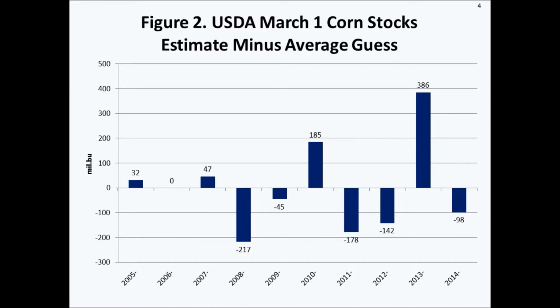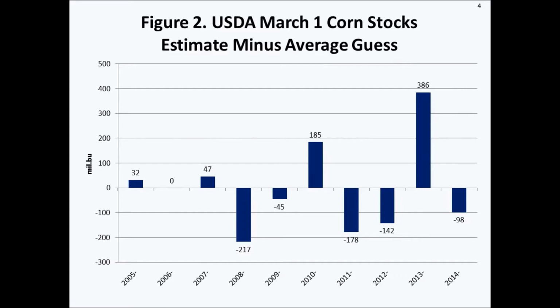Again, Figure 2 puts that in context of previous March stocks reports, where you can see that in recent years we have seen some fairly large surprises, with the largest one being last year when the difference was almost 400 million bushels between a USDA estimate and what the market was looking for. So the difference of 98 million bushels this year is fairly tame compared to where we have been.